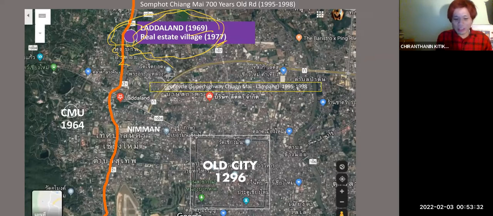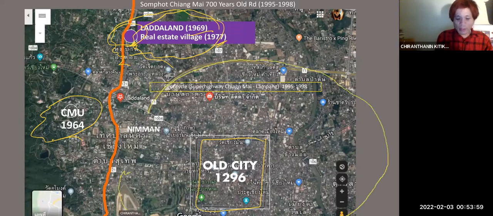But as you can see, this location is not far from the city at all. Look at the old city, which was built in say 1296, and this is our school, right? CMU, Chiang Mai University, which was established in 1964 after World War II. And we cut the road called the first circle superhighway Chiang Mai-Lampang. This is the circle which connects from the old city to another district. And this road was built in 1996.